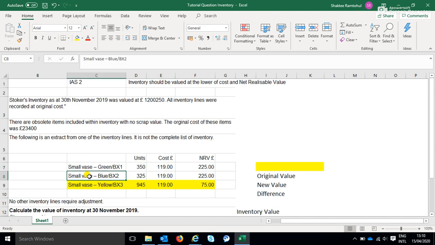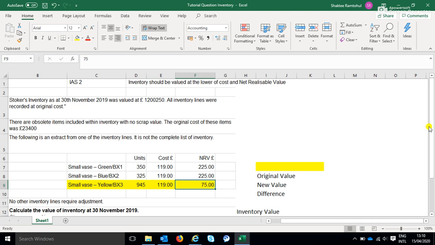What about this one? Again, cost is lower. Cost is 119, net realizable value 225, no problem whatsoever. But what about this one here? That is the reason why I have highlighted it in yellow. The cost is 119, but net realizable value is 75. Now think about it. We are carrying an item of stock, and when we're going to sell it, we're only going to get 75. So aren't we overestimating the value of inventory here? We need to bring it down to that value of 75.